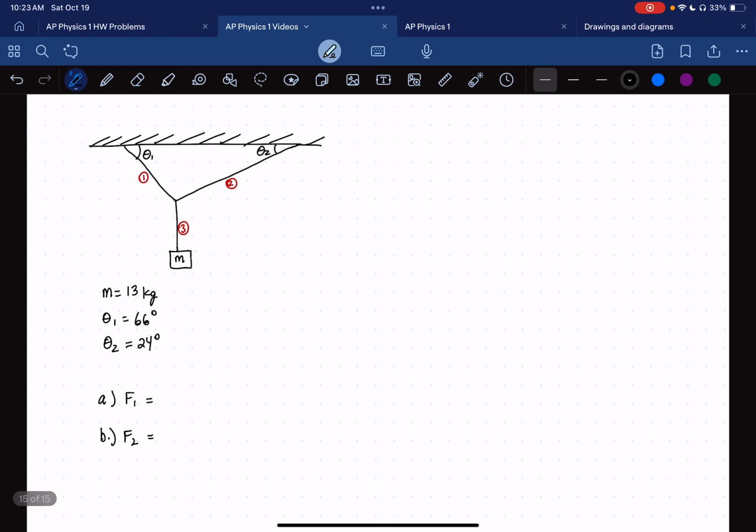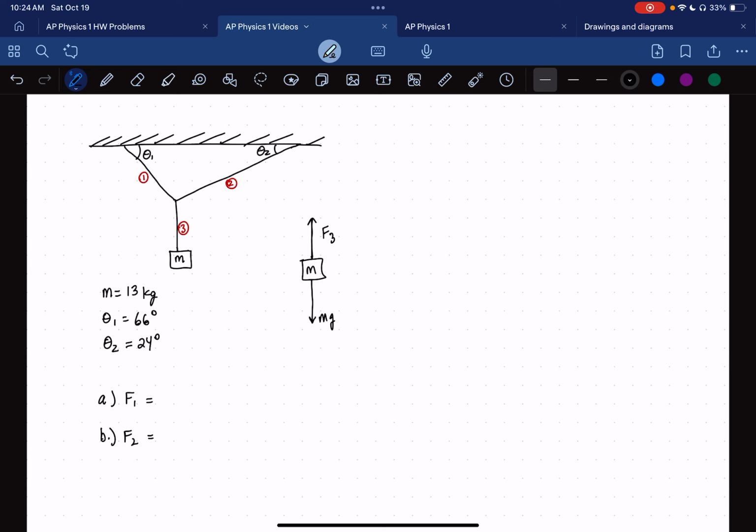If we make a free body diagram for the mass, which I'm going to erase this, by the way, so you can write this if you want, but whoops, I deleted the whole thing. If we create a free body diagram for the mass, we have mg pulling the mass downward, and we have a tension force, which I'll call F3, pulling up on there.